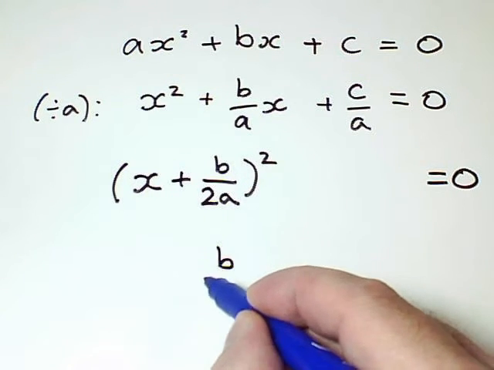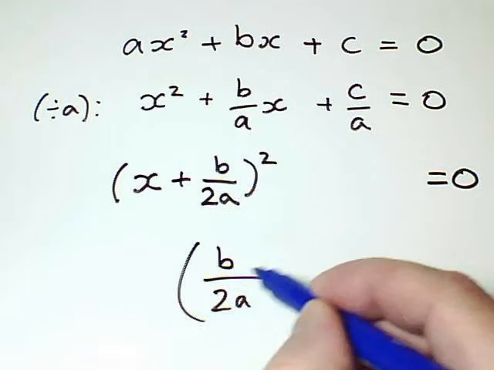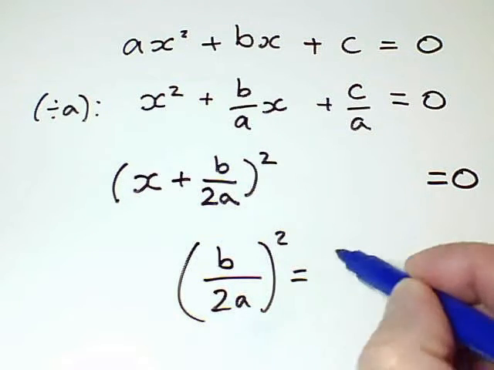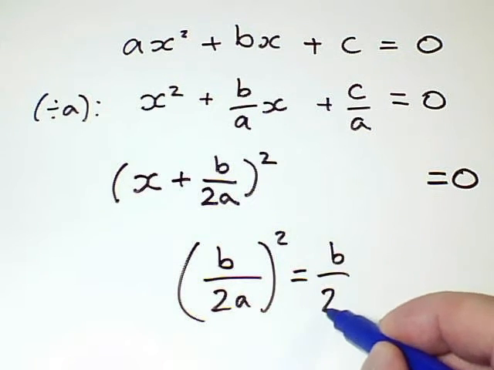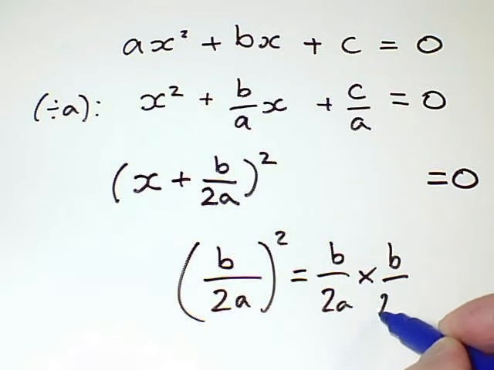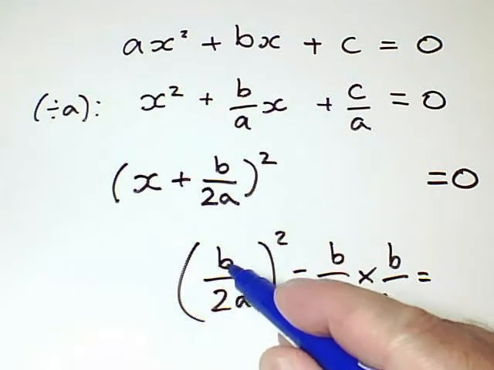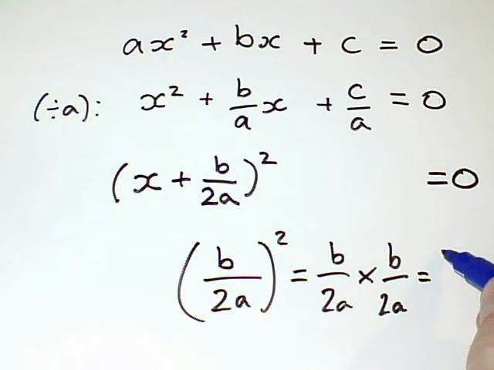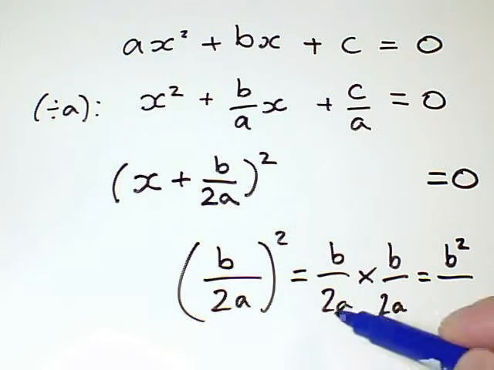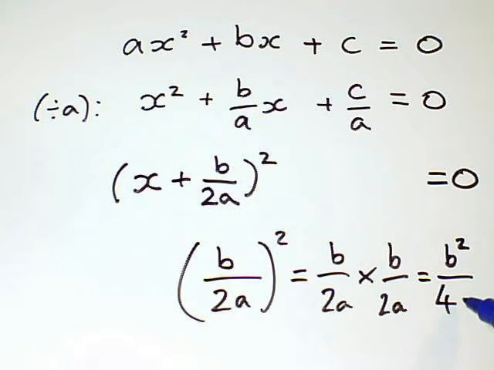So b over 2a, when we square that, what do we get? Well, I could write this as b over 2a times itself, or I could just say that when we square a fraction, we square the value on the top, so that's going to be b times b, b squared, and we square the value on the bottom. 2a times 2a is 4a squared.